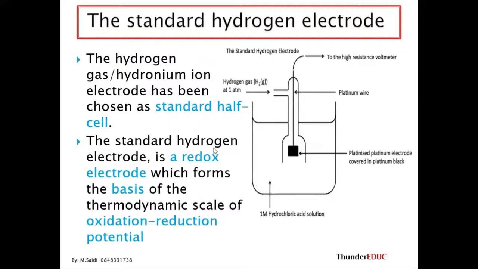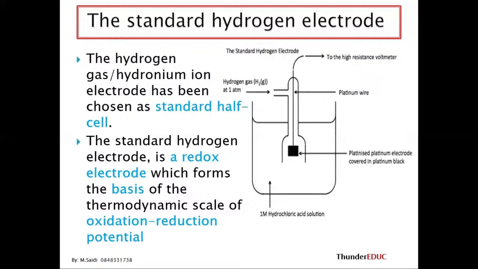So we are saying that the standard hydrogen electrode is a redox reaction. It means that it can have oxidation and reduction, which form a basis of the thermodynamic scale of oxidation reduction potential. So whatever we are going to be doing, we are going to be relating it to hydrogen. So we regard this one to be 0. You start from 0.